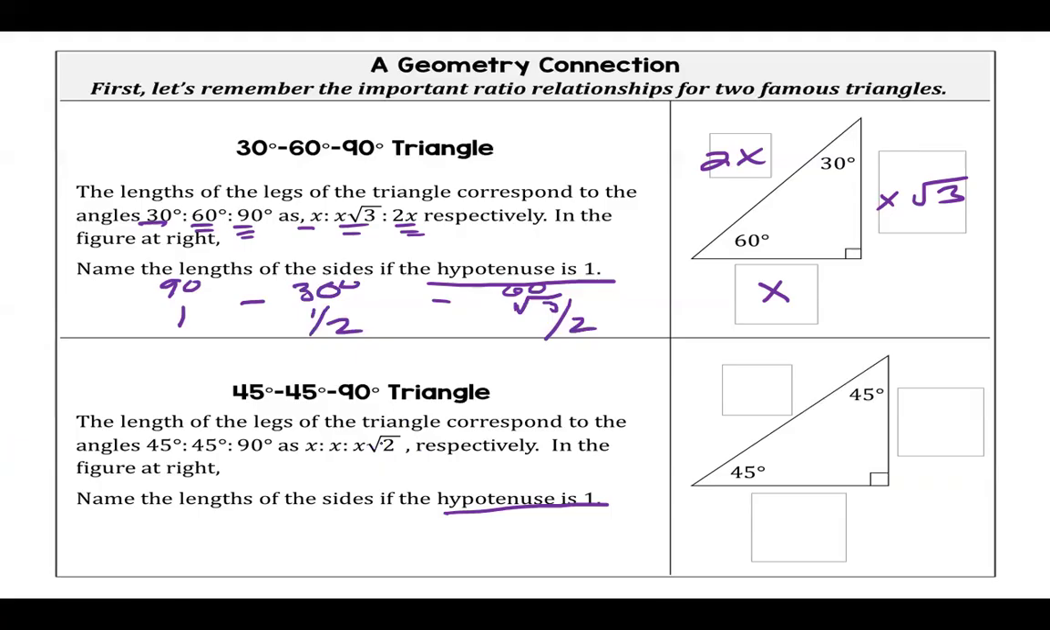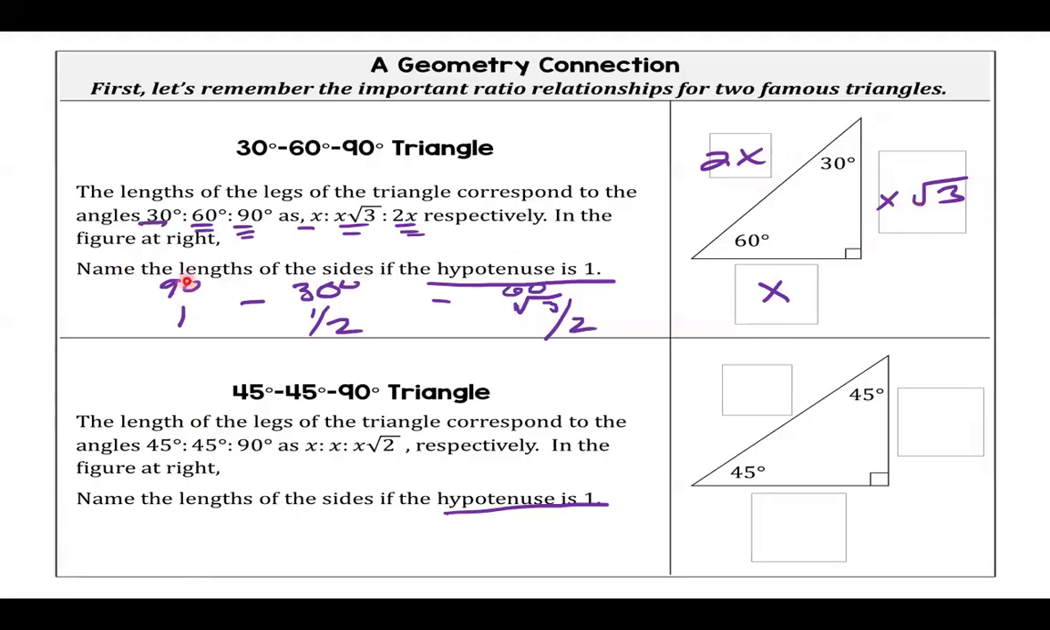Okay, let's go over it again. I heard a no, because if you don't know where they came from, it's going to be harder for you to memorize. So it says this is from geometry. Do you remember this? x, x square root of 3, and 2x. These are the ratios of the sides for a 30-60-90, meaning that if I know the value of any one side, I can use that to solve for x and find the rest of them.